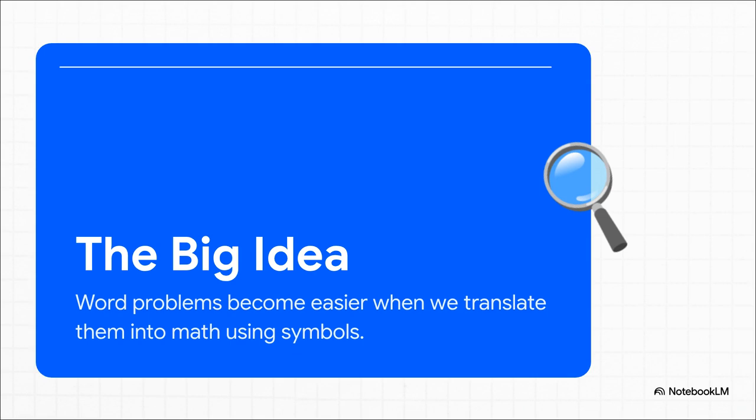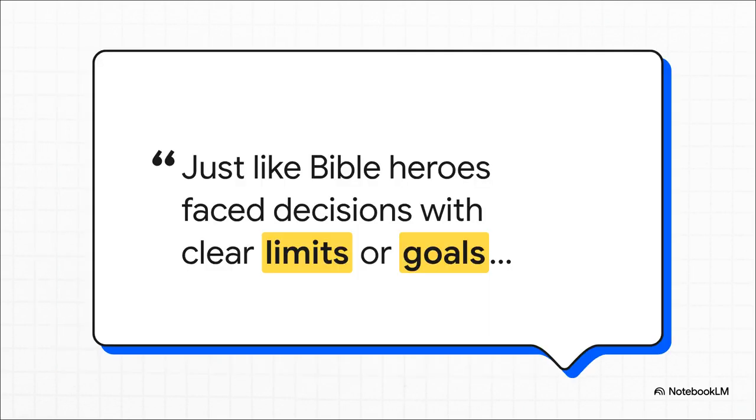You've got to start translating them into the language of math, a language made of symbols and variables and operators for things like plus, minus, or greater than. Now, just to give you the full picture, the source material we're working from draws a parallel between solving these problems and how, in its words, Bible heroes face decisions with clear limits or goals. And that idea really sets up a key difference between two types of mathematical language.